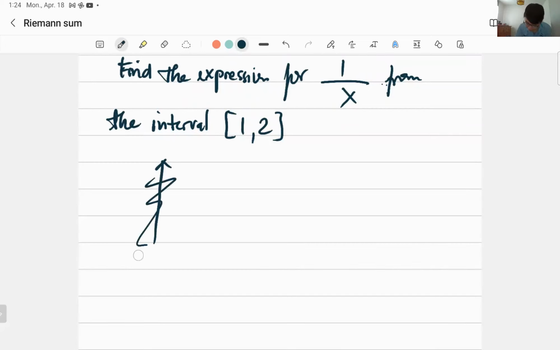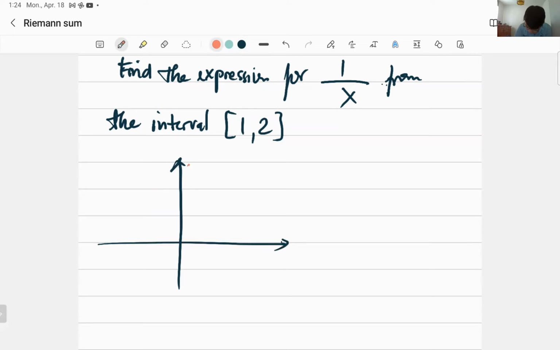Let's draw out the curve from here until here. All right. So what do we want to estimate? We're estimating between these two, the interval 1 and 2. I don't care about this part at all. I only care about the positive part since we only care about the interval from 1 to 2.